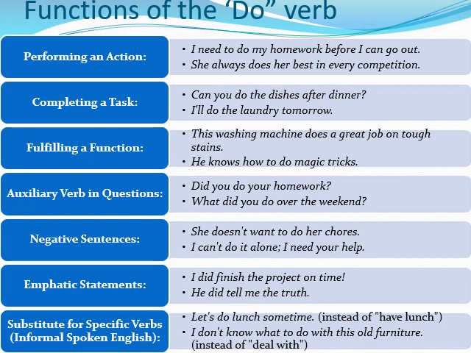Now we'll look at some functions of the do verb. Do can be used performing an action. I need to do my homework before I can go out. She always does her best in every competition. It can be used in completing a task. Can you do the dishes after dinner? I'll do the laundry tomorrow. It can be used in fulfilling a function. The washing machine does a great job on tough stains. He knows how to do magic tricks.